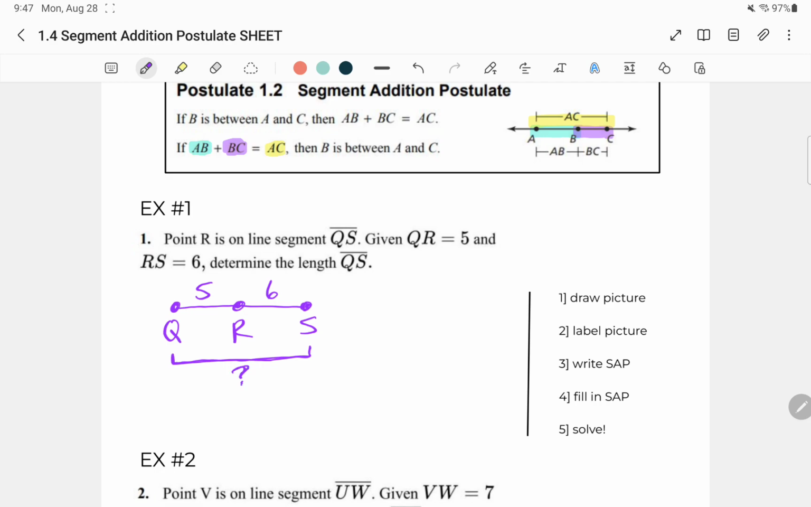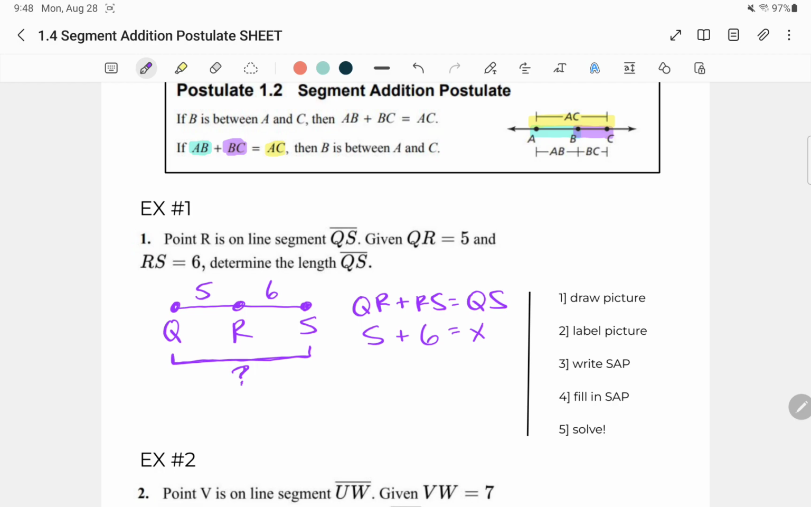All right, segment addition postulate. So my part plus my part equals my whole. So QR plus RS is equal to QS. Now I'm going to fill this in with that information from my picture and my question. So QR is 5, I'm going to put 5 underneath QR. RS is 6, so I put 6 underneath there. And I don't know what QS is, so I'm going to use a variable. I'm just going to use X.